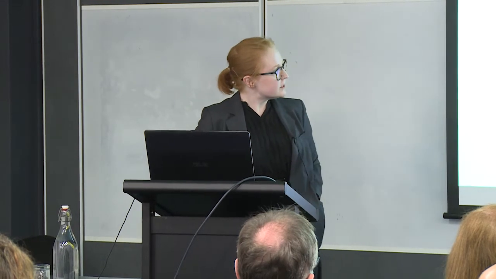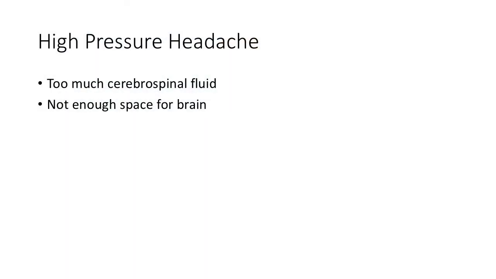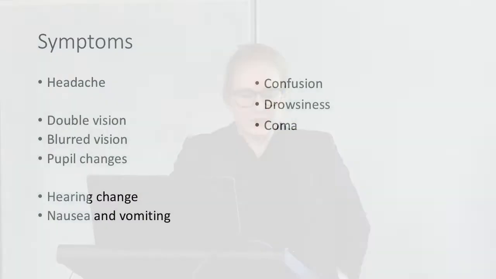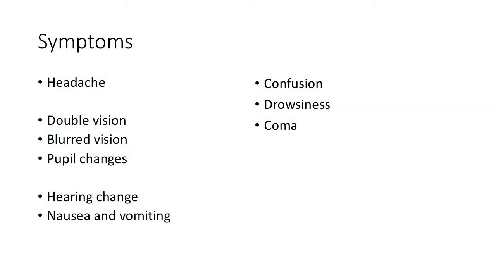So moving on to high pressure headache. So we know that we've got our box, which is the skull, and in the box we've got fluid and we've got brain. So with a high pressure headache, we've either got too much spinal fluid or something, either the brain or something in the brain taking up too much space. The symptoms are pretty similar to low pressure headache.